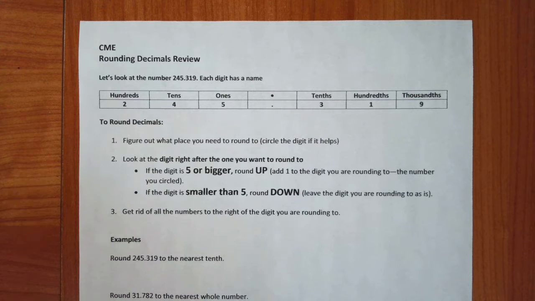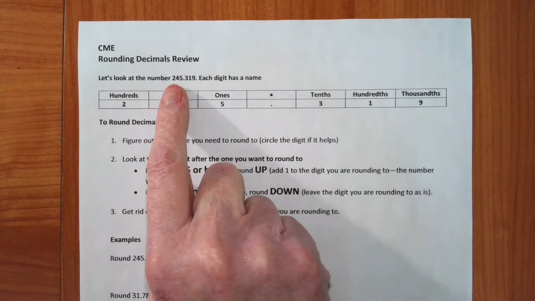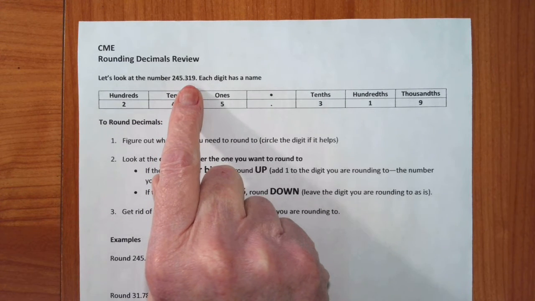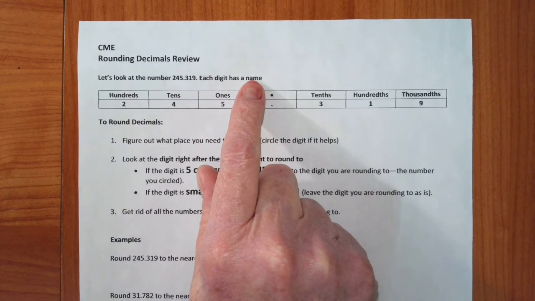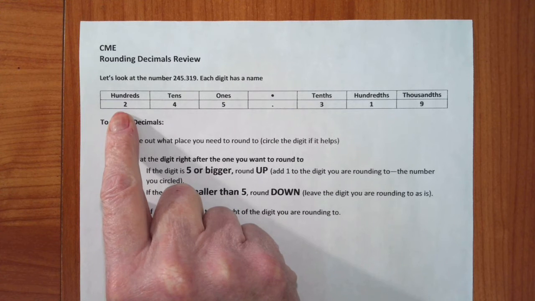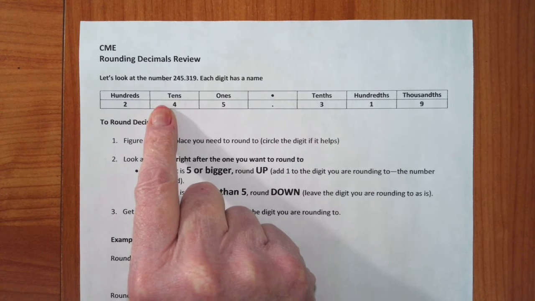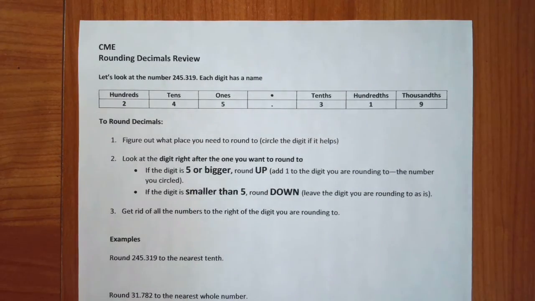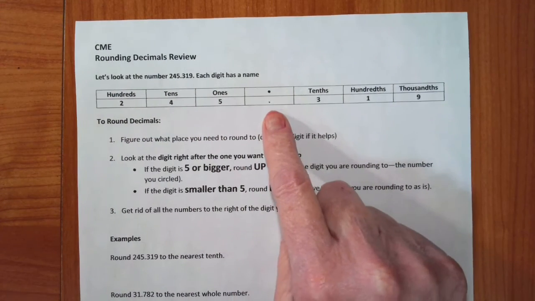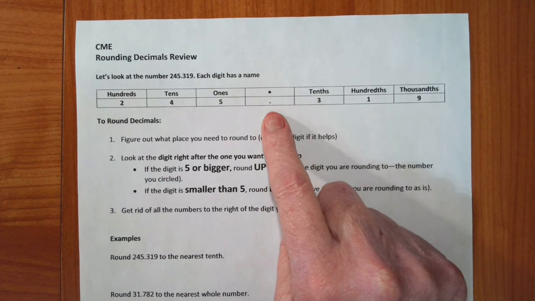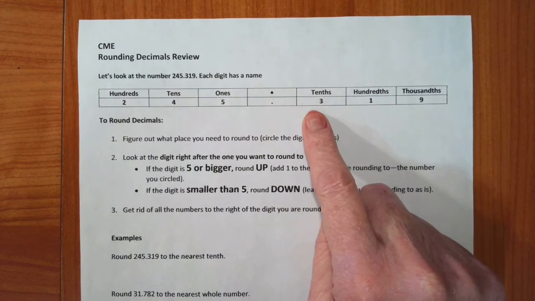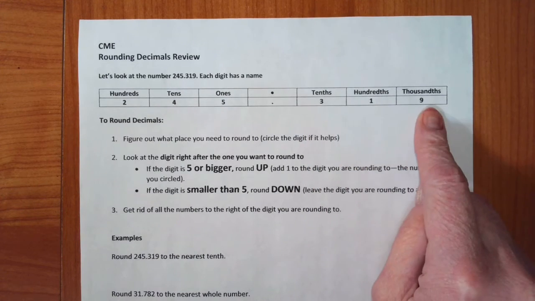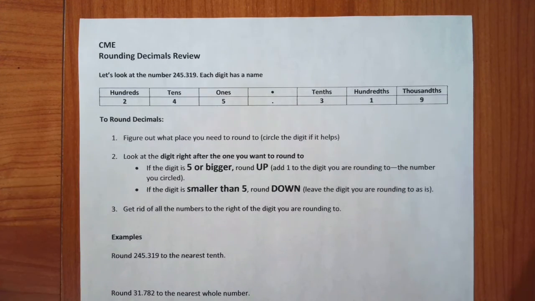Okay, so the first thing I want to look at is what we call everything. So if you have a number 245.319, each digit has a name. 2 is the hundreds, 4 is the tens, 5 is the ones, or this would be just the whole number. Then you have your decimal point. Then after that is tenths, hundredths, thousandths. Now, of course, it goes on forever in both directions.